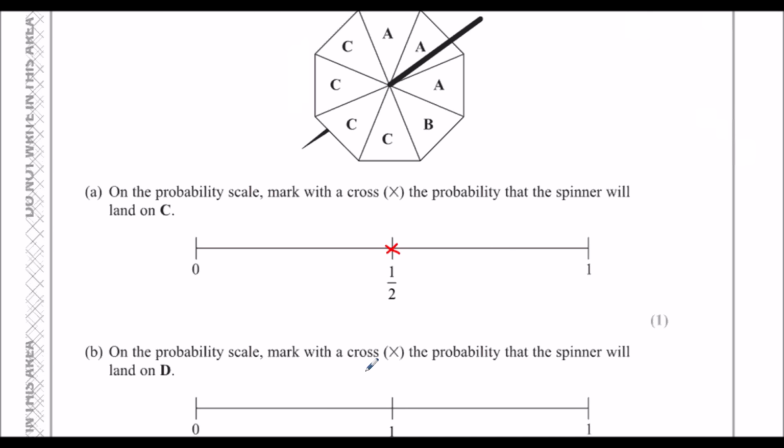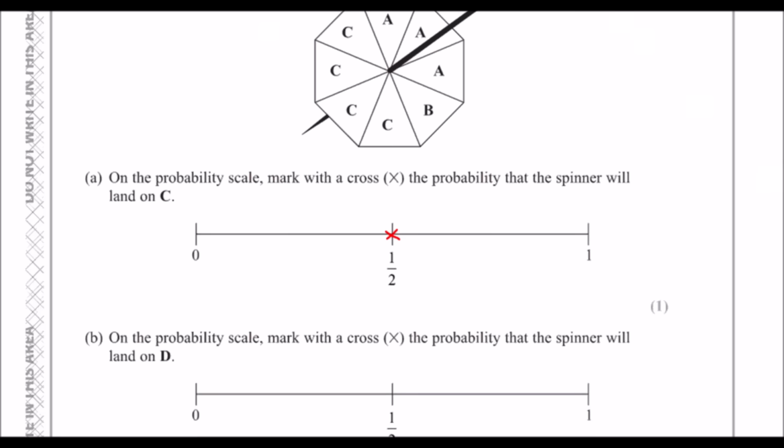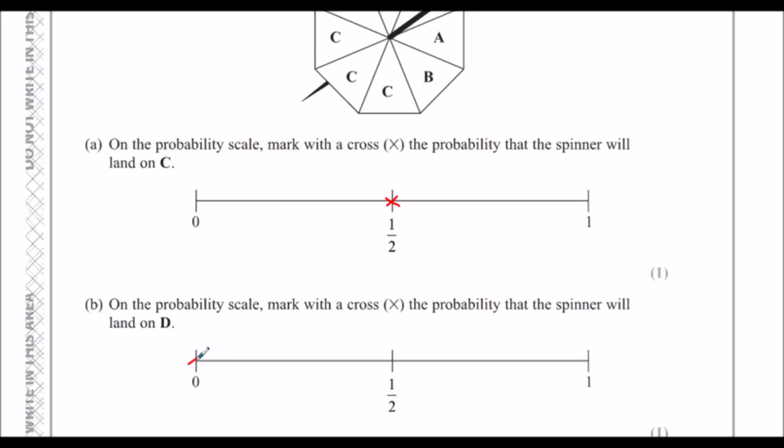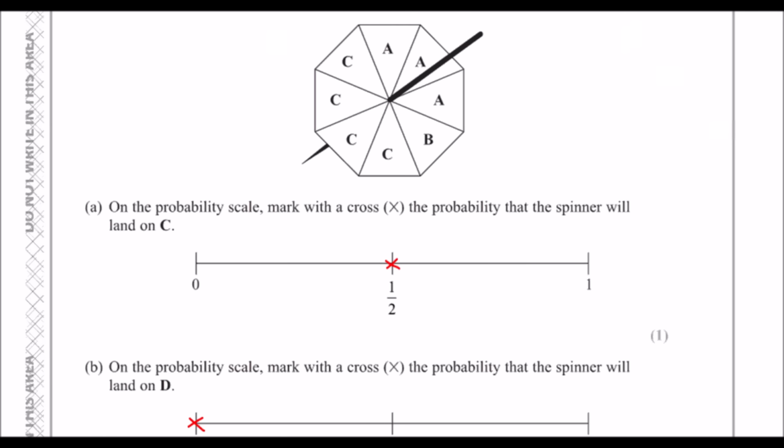Write down the probability it will land on a D. There are no D's in there. So the probability is 0. There's no chance that that spinner can land on D.